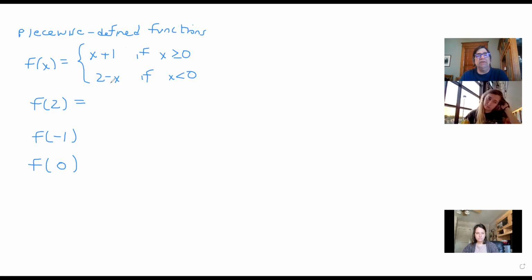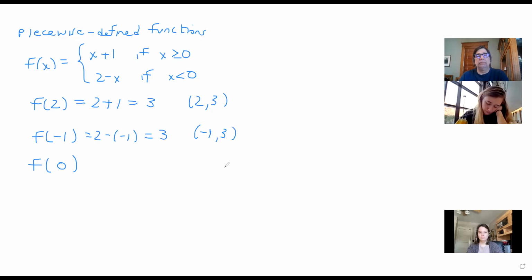So you have to say, is 2 bigger than or equal to 0? Yes. If it is, we use that first formula. So one point that's on the graph is 2, 3. -1, on the other hand, is not bigger than 0, so we will not be using the same formula. -1 is less than 0, so we will be using the second formula. Get the same output. So these are both points on the graph.